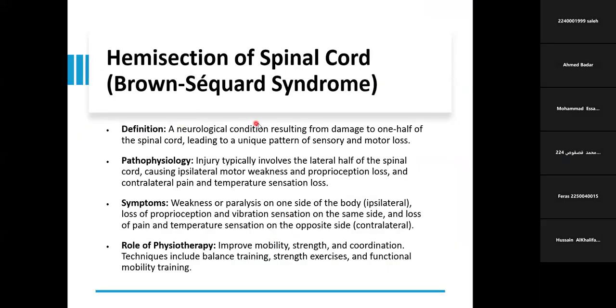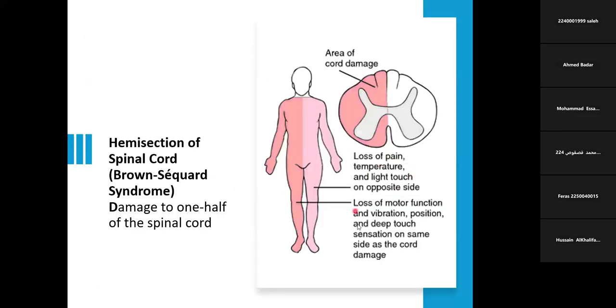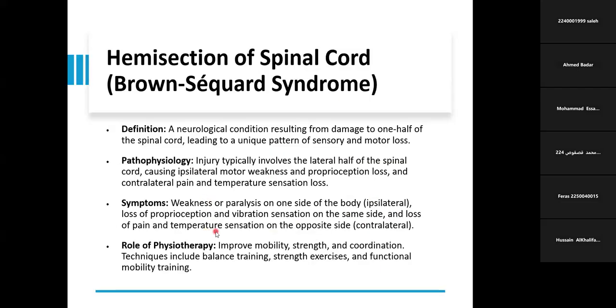So the definition: a neurological condition resulting from damage to one half of the spinal cord, leading to a unique pattern of sensory and motor loss. Pathophysiology: injury typically involves the lateral half of the spinal cord, causing ipsilateral, yani same side, motor weakness and proprioception loss, and contralateral pain and temperature sensation loss. Please write with your hand. Contralateral means opposite side. Ipsilateral means same side. If you read this, it is enough for the exam, but it is detailed here.